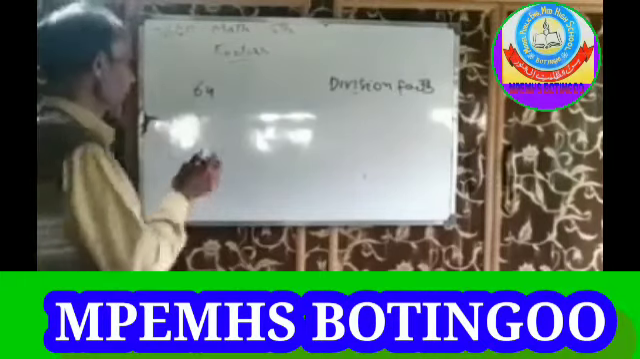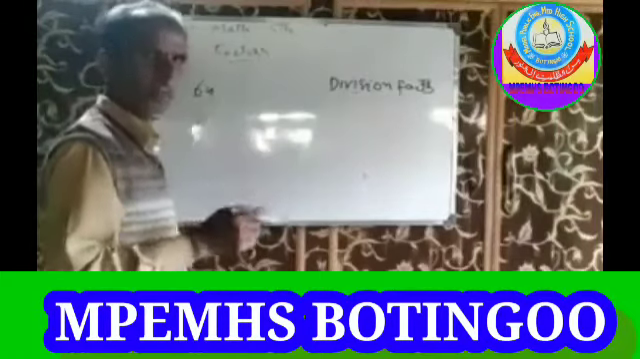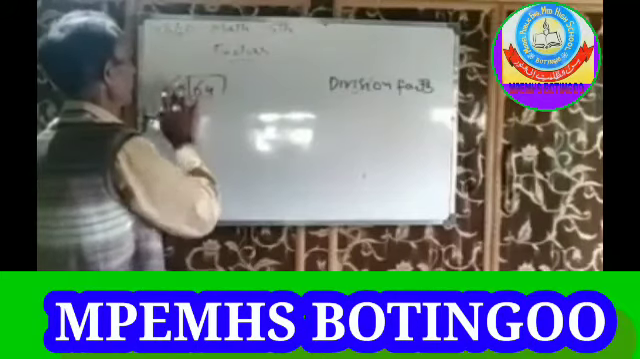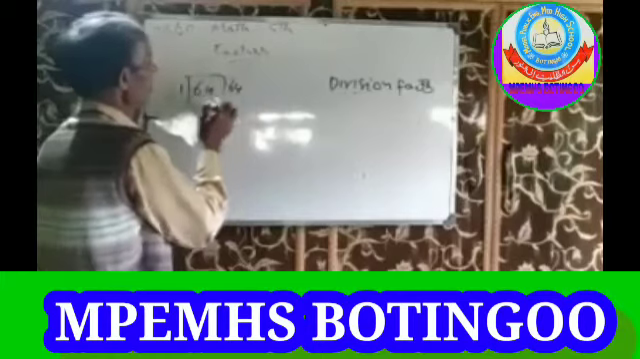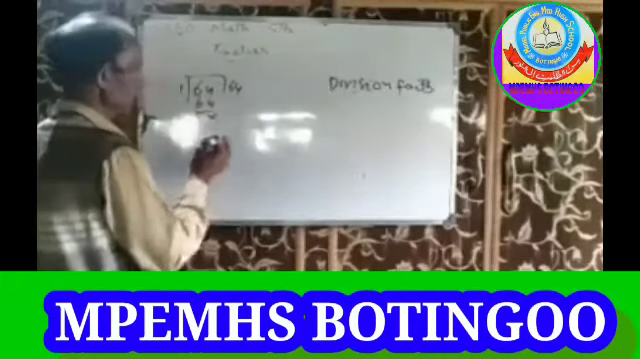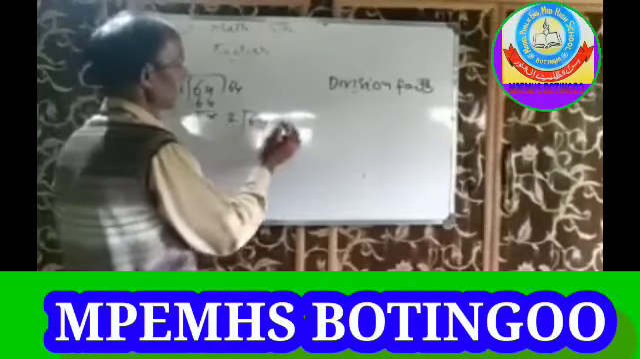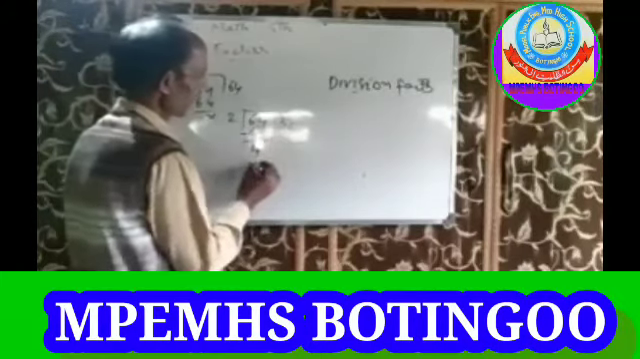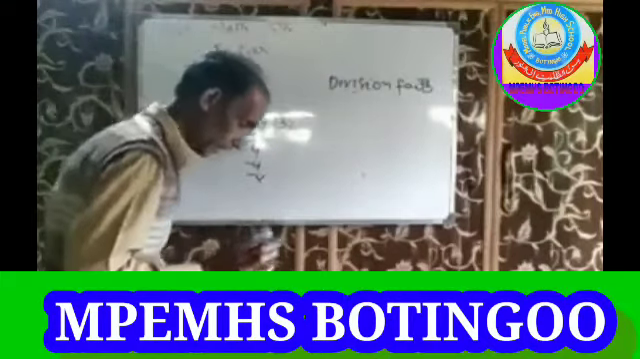By division method, 1 is also a factor. We have proved that 1 is the factor of every number. So if we divide 64 by 1, 1 64s are 64. So 1 is a factor of 64. Then 64 divided by 2. 2 3s are 6, 2 2s are 4. It means 2 is also a factor of 64.